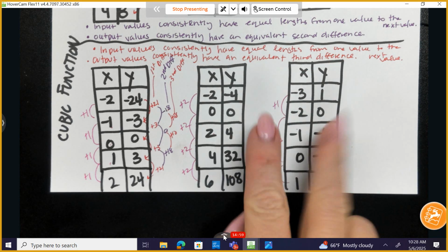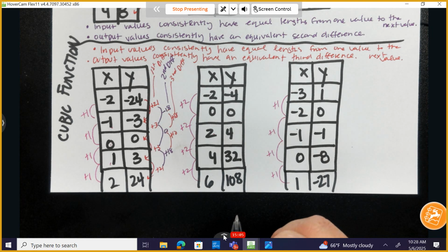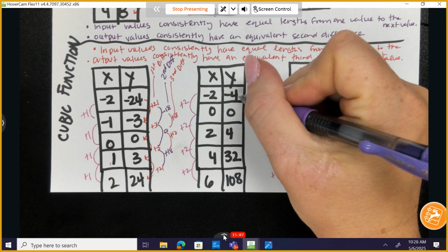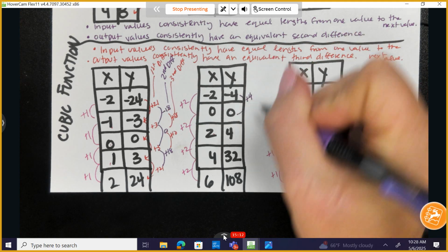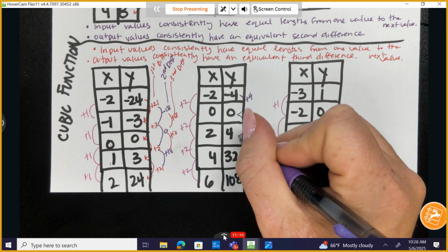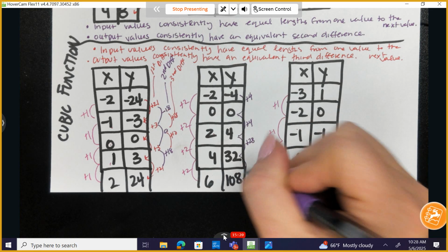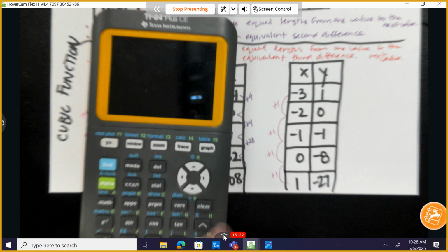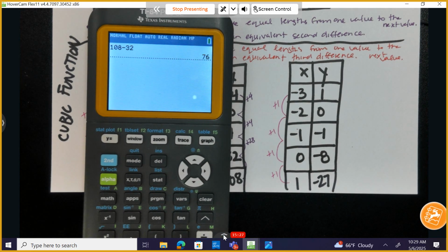Okay, let's do these two together just so you can get the hang before we flip to the back side and learn about two of the newer types of functions. These are all functions you should have learned in Algebra 1, 2. Okay, to go from -4 up to 0, I have to add 4. From 0 to 4, I'm adding 4. From 4 to 32, I have to add 28. Oh my goodness. And what is 108 minus 32? Let's check. 108 minus 32 is 76.